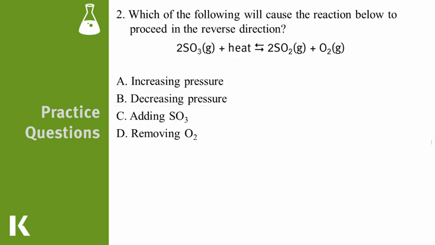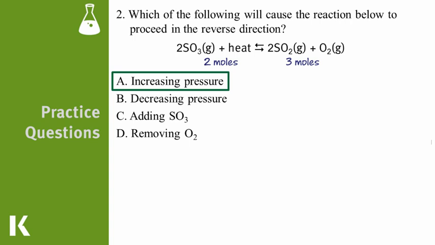This second question is asking you to think about how we would favor the formation of reactants in this equation. The answer is A. By increasing the pressure, we can form more reactants. In this reaction, there are 2 moles of gas on the reactant side and 3 moles of gas on the product side. To favor the formation of fewer moles of gas, we need to increase the pressure of the system.